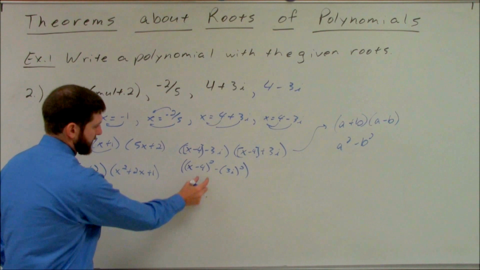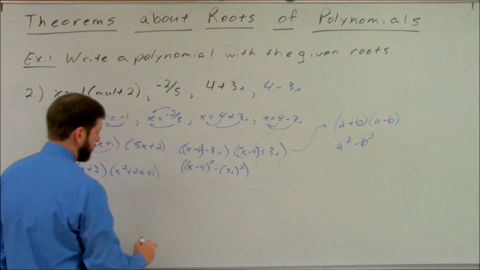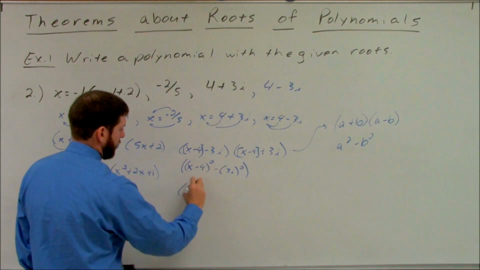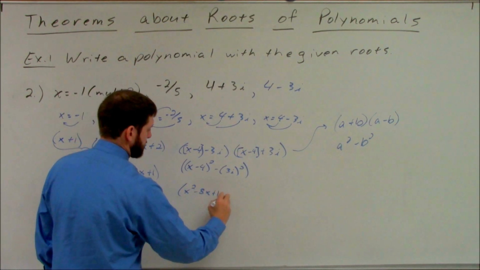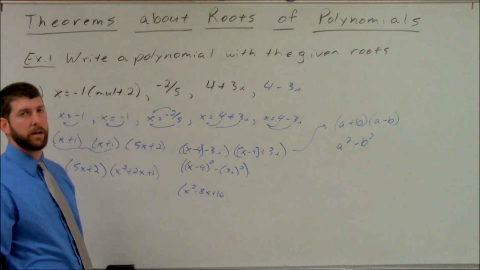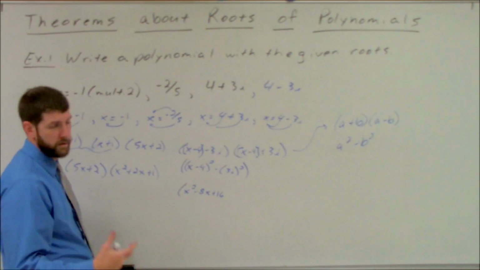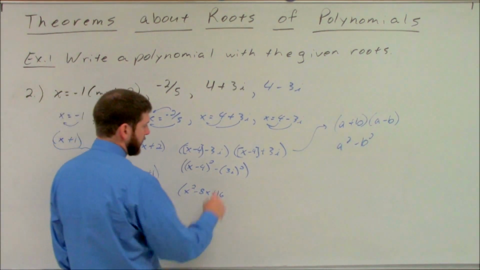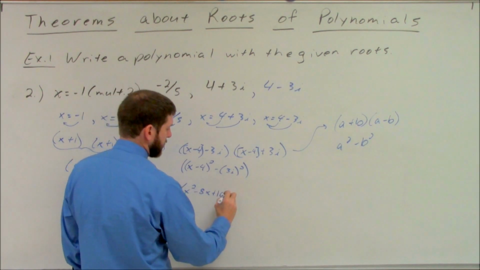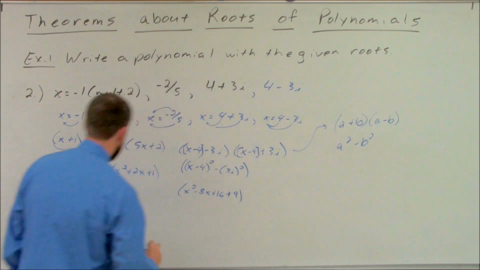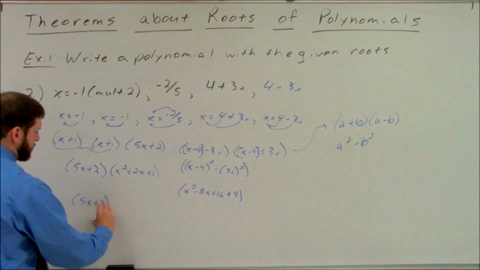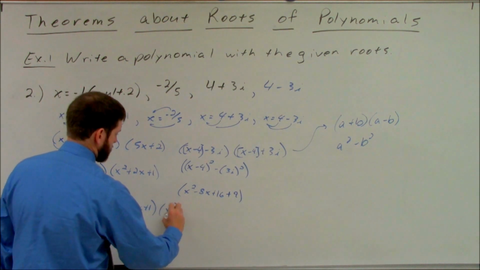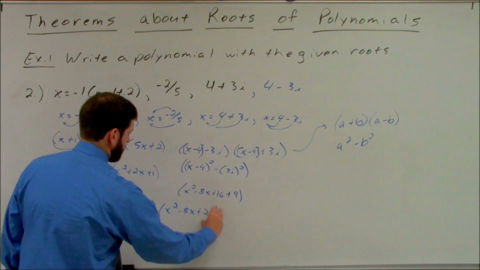Well, where that helps me out is that's a perfect square trinomial situation, so we know that that would be x squared minus 8x plus 16, and 3i squared, we should know, is -9, right? 3 squared is 9, i squared is -1, so -9. So minus -9 gives us +9, so that we get 5x plus 2 times x squared plus 2x plus 1 times x squared minus 8x plus 25.